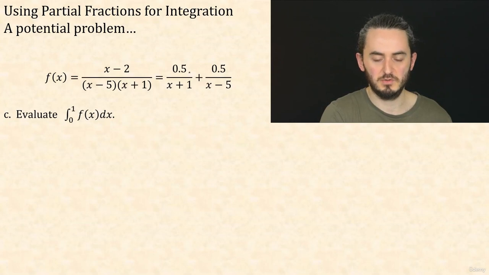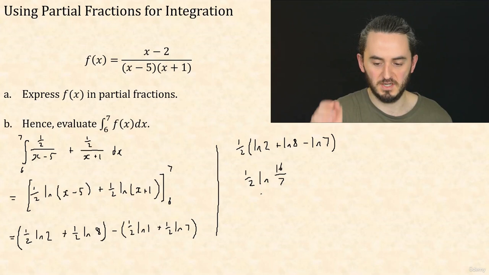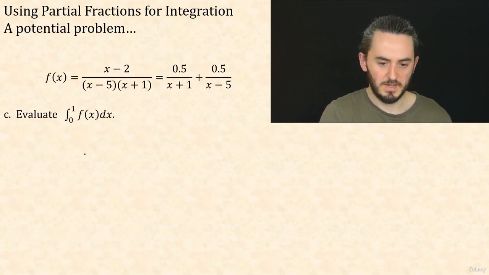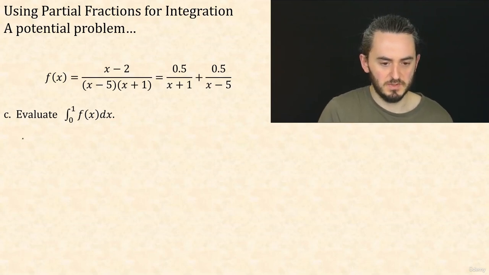Okay, so in the last video, we looked at integrating this function here. We split this into partial fractions. We've got a half over x plus 1 plus a half over x minus 5. And in the previous video, we integrated between 6 and 7, and we got a slightly messy, but certainly normal answer. Now we're going to integrate between 0 and 1, and we're going to see what happens. So remember that the first thing we do is we integrate it in partial fractions form. So a half, I'll go with a half rather than 0.5, over x plus 1. And this is all the same as the previous video.